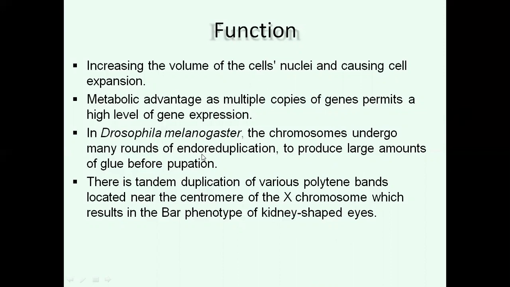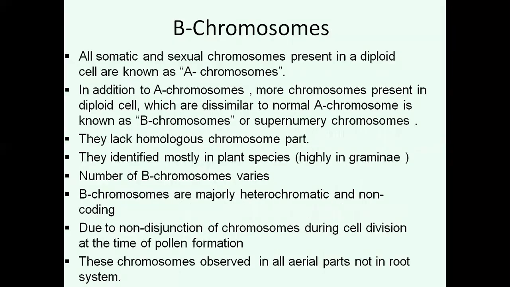Endo-reduplication means the DNA undergoes the replication process several times. It produces a number of chromonemata strands. There is a tandem duplication of various polytene bands located near the centromere of the X chromosome, which results in the bar phenotype, the kidney-shaped eye in Drosophila.